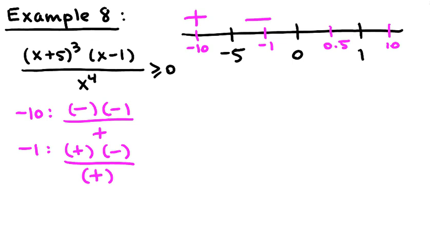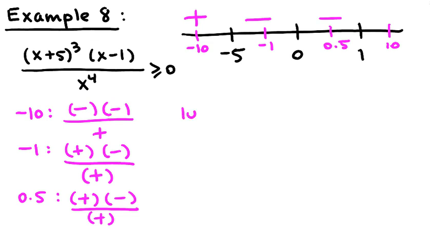And then between 0 and 1, I've got x equals 0.5. Looks like I'm running out of room. And so I will plug in 0.5, and I'll have 5.5 to the third. I have no idea what that is. I don't need to know what it is. It's a positive number. Okay. 0.5 minus 1 is negative 0.5. That's a negative number. And 0.5 to the fourth is going to be a really small number, but it'll be positive. It's like a 16th. And so I'll have negative divided by positive is negative.